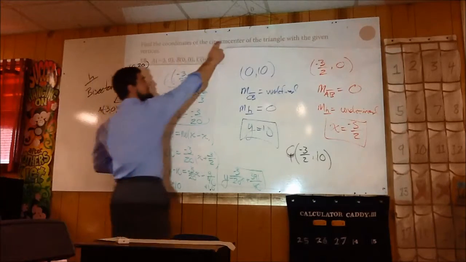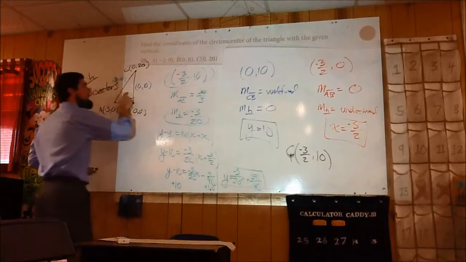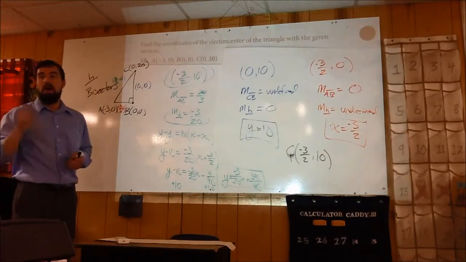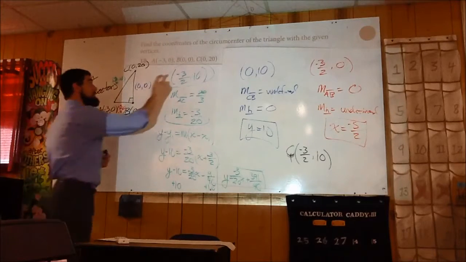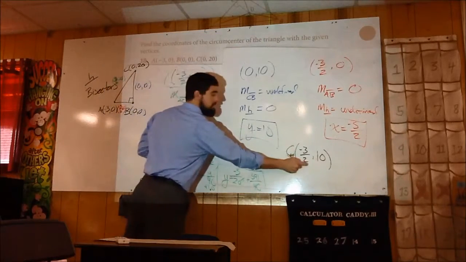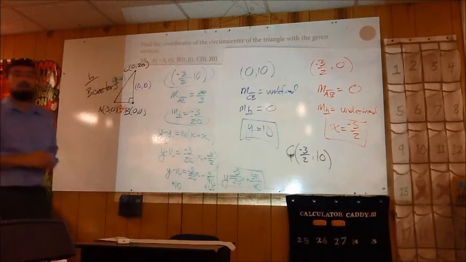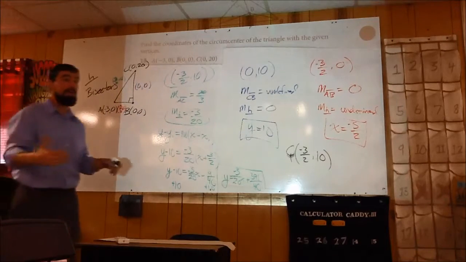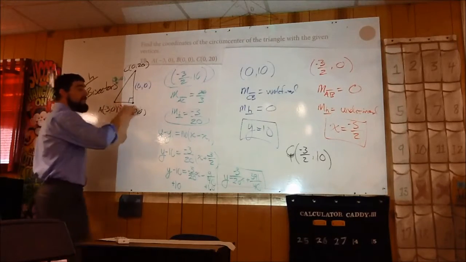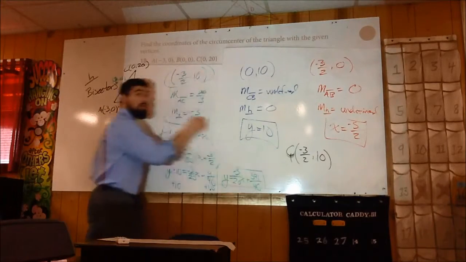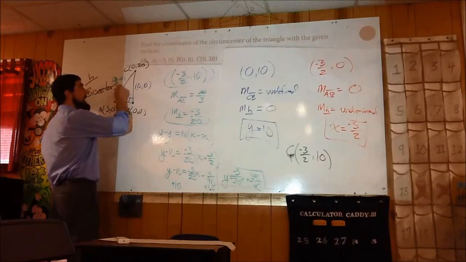Where does the circumcenter lie when you have a right triangle? On the hypotenuse. Be a little bit more specific. Where on the hypotenuse? So we just algebraically proved to ourselves that yes, if you have a right triangle, then the circumcenter will be at the hypotenuse's midpoint.